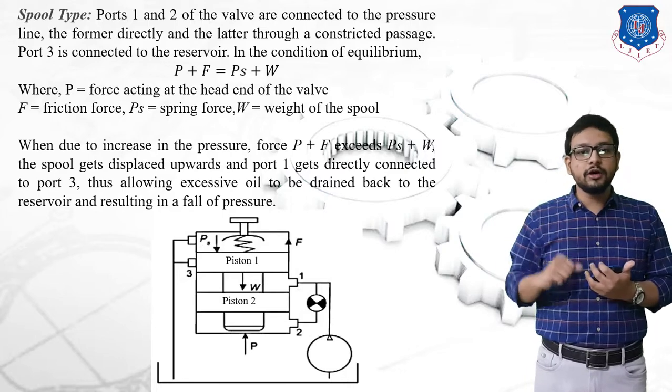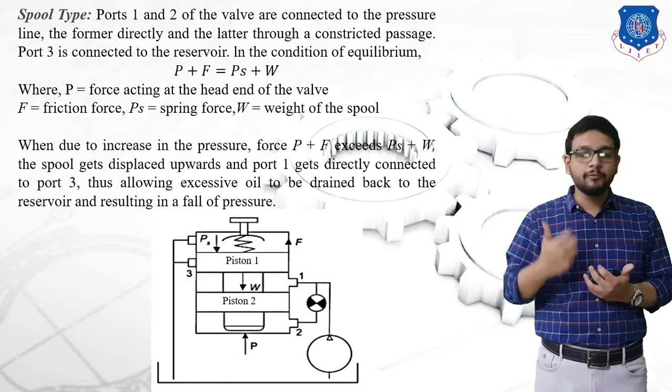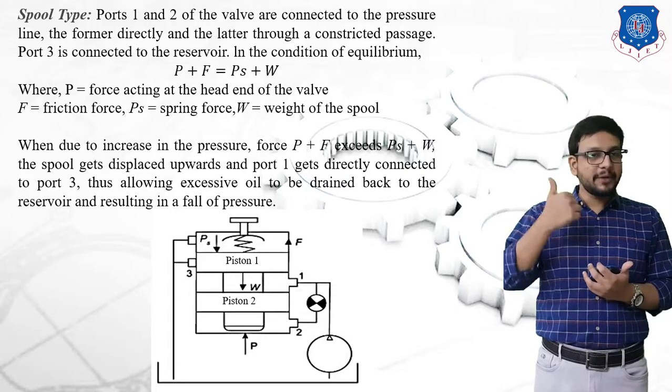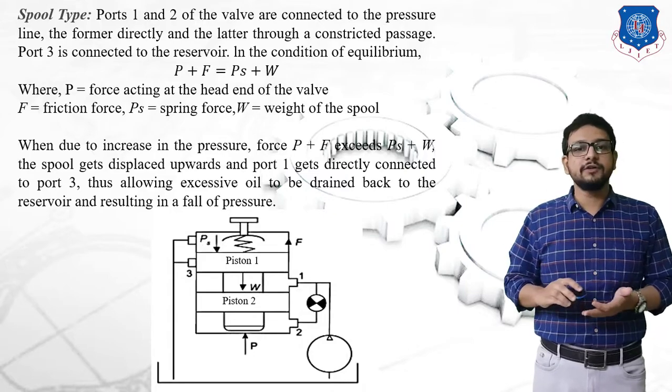So this is the working of a spool type pressure valve. I hope that you are clear with the working of this pressure valve. We have seen two types of pressure valve here. First is a ball type pressure valve and second is a spool type pressure valve. Okay, now let's proceed further.